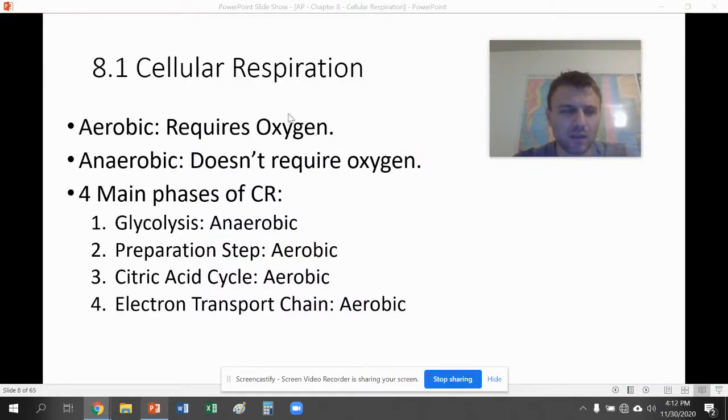So again, one thing I want to go over before we get into the steps of cellular respiration is aerobic versus anaerobic. We should know these from your 9th and 10th grade biology classes. Aerobic just requires oxygen. Anaerobic doesn't require oxygen. We're going to see the difference between the two more on like day 3 of this chapter, but just understand that aerobic processes need oxygen.